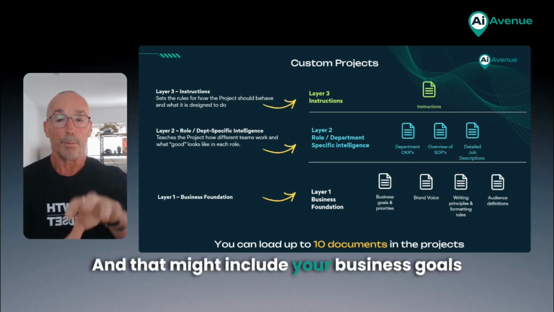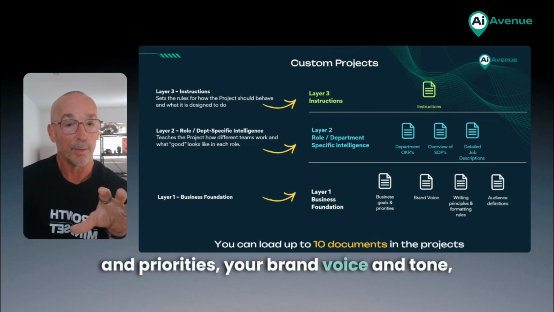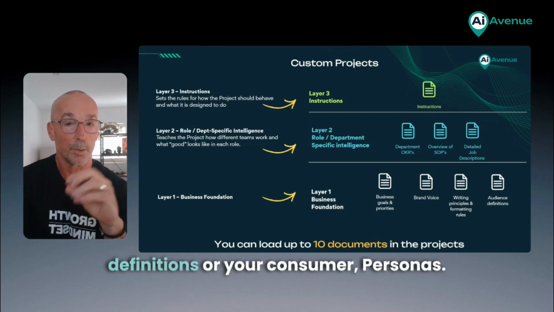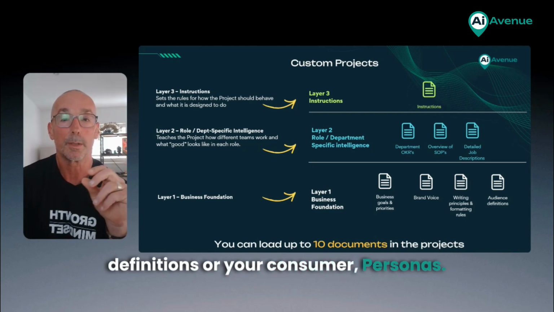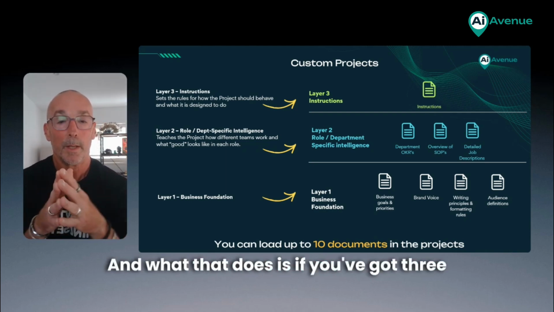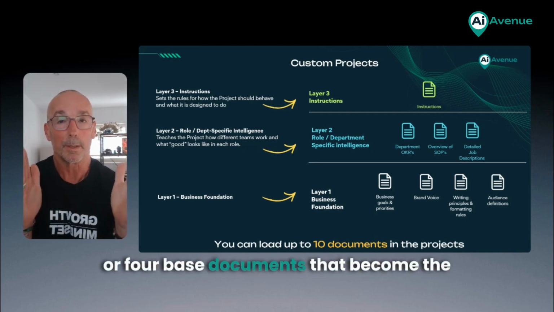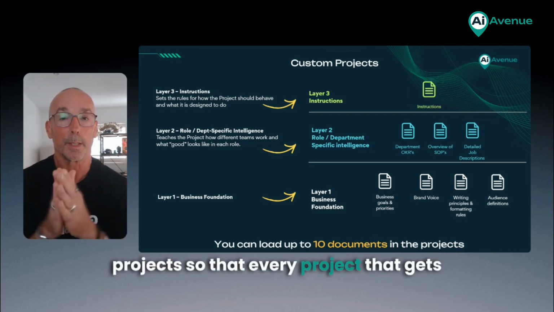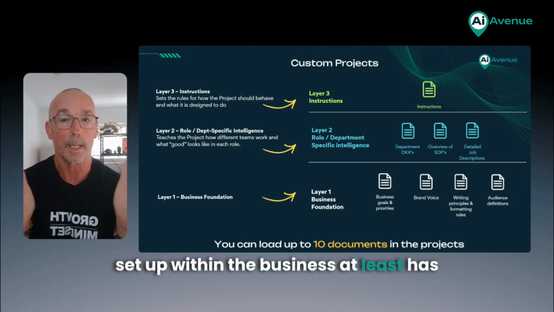And that might include your business goals and priorities, your brand voice and tone, your writing principles, and your audience definitions or your consumer personas. And what that does is if you've got 3 or 4 base documents that become the foundational documents for all your projects, so that every project that gets set up within the business at least has that context.